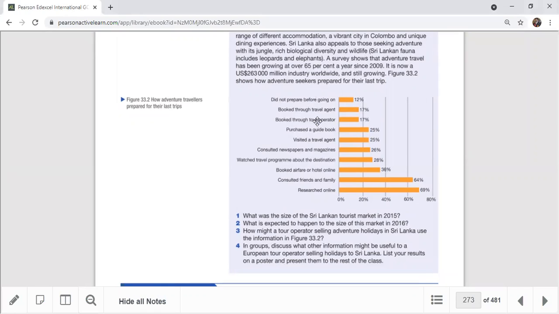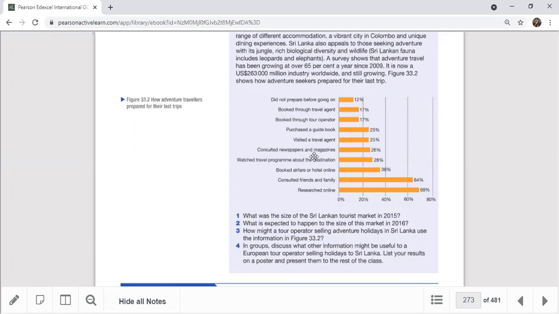12%. Book through travel agents, 17%. That's dropped a little bit, and that's the main reason the travel agents industry, like Thomas Cook, has failed. No one wants to book through travel agents. Sometimes they want to book directly from booking.com, and there are so many facilities there. Book through tour operator, 17%. Purchase guidebook, 25%.